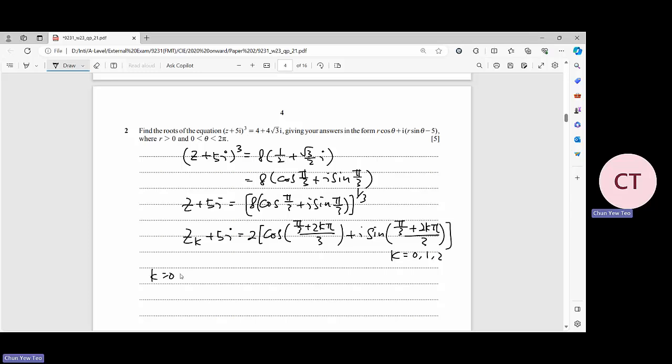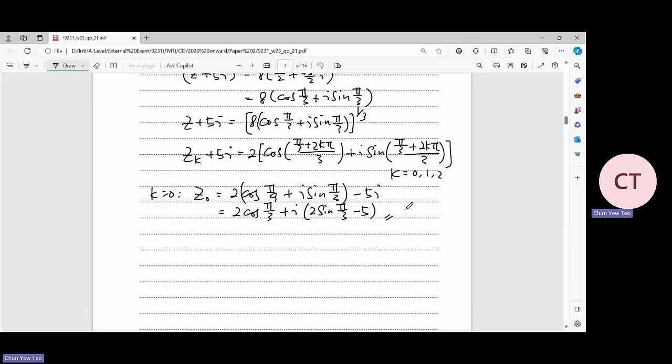So when k equals 0, then you have z_0 equals 2 times cos pi over 9 plus i sine pi over 9, minus 5i. So you can write it into this form. If you want to write it into this form, then it will be 2 cos pi over 9 plus i (2 sine pi over 9 minus 5). That is your first root. Then the second root will be k equal to 1.